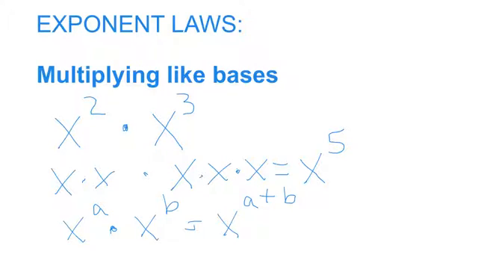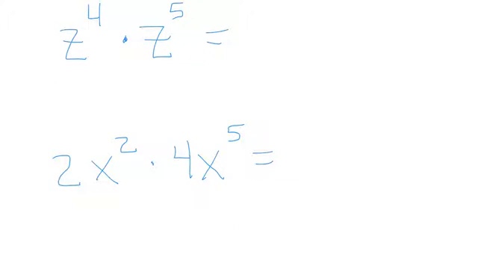All right, let's try some examples. In our first example here, we have like bases of z's being multiplied. So this is going to become z to the 4 plus 5, adding those two exponents, which is going to give us z to the 9th power.